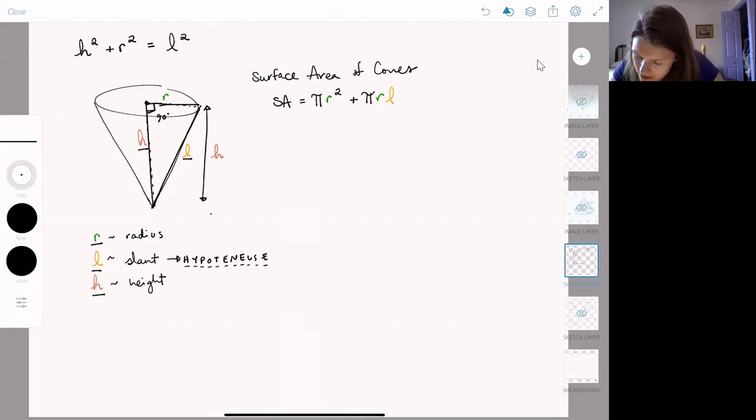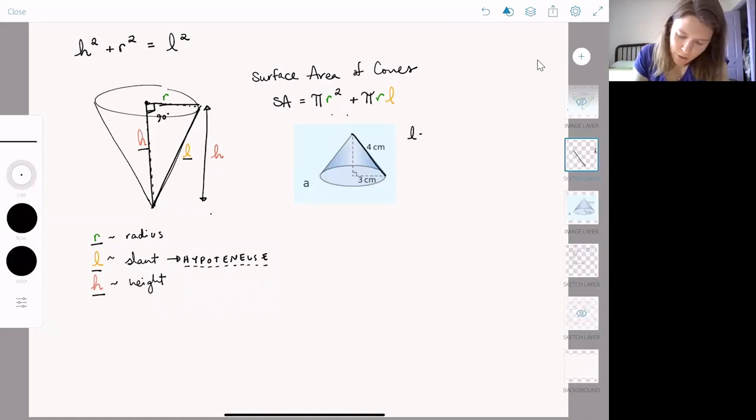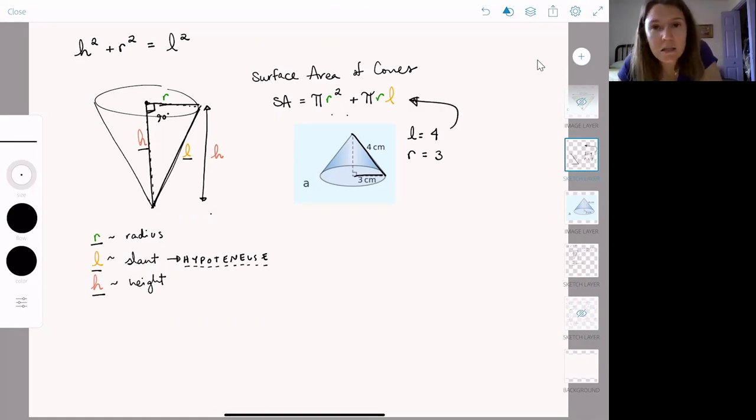So first of all, let's take a look at example A. I'm going to do this one together before you do 1B on your own, okay? So here we have our equation. Now we have our information. This value here, 4, measures this distance here. So that is our L value. L equals 4. This here is my radius, 3. So I have all of the values that I need to substitute into this equation.